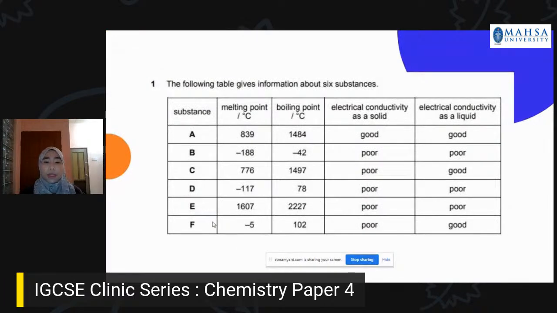So knowing that propane has only 3 carbons means it's going to have a lower boiling point and melting point. So you could put either B, D, or F. D and F we already answered just now. So basically the answer will be B. Why? This one has a low melting point and boiling point, and propane is a carbon compound. A carbon compound doesn't have any electrical conductivity, in both solid as well as liquid.